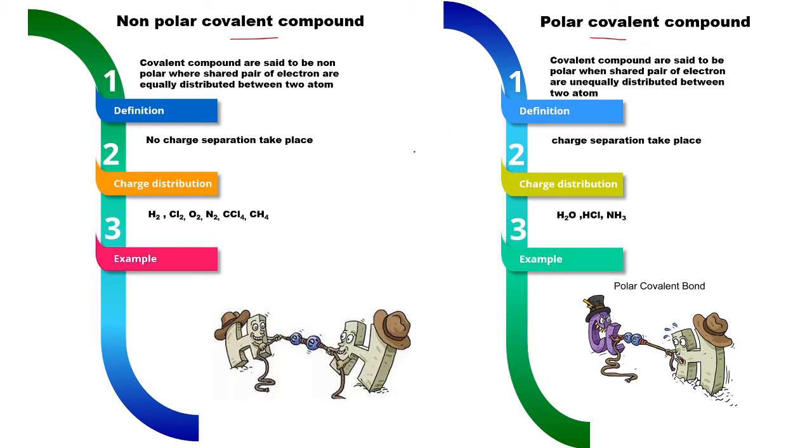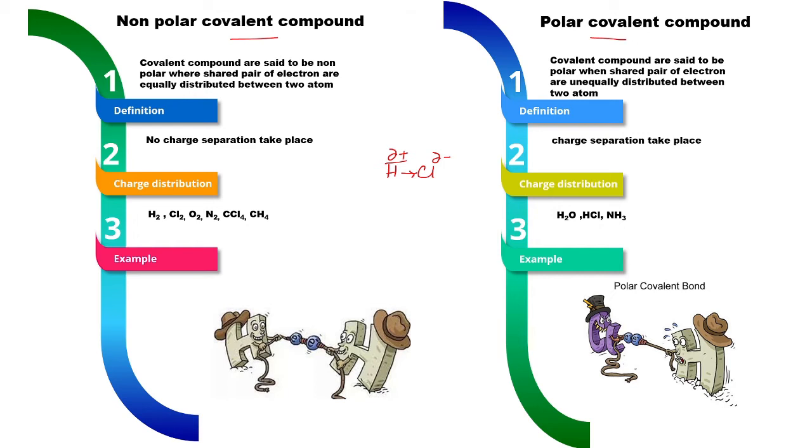In HCl, chlorine is slightly more electronegative, so it will tend to pull the electrons towards itself and bear a delta negative charge. As electrons are taken away from hydrogen, it will bear a delta positive charge. You need to know examples of each kind.